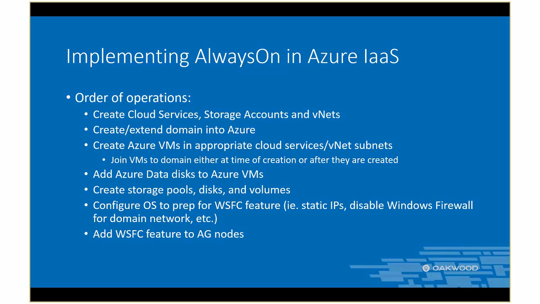Then you are going to create your Azure VMs, and you've got to make sure you create those in the right cloud services as well as in the right VNet subnets. And again, alluding to the fact that you can't just move them around, you have to delete them and recreate them in order to move them. And then after you've created them, join them to the domain. And then the next thing you are going to do is add your Azure data disks to the VMs. And this will be dependent on the size of the VM instance that you spun up.